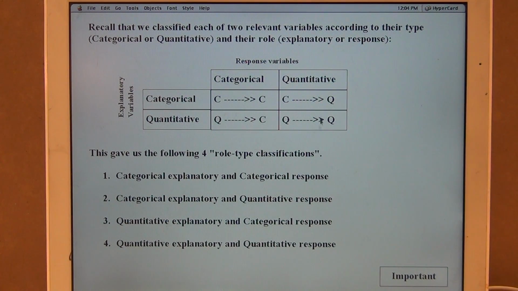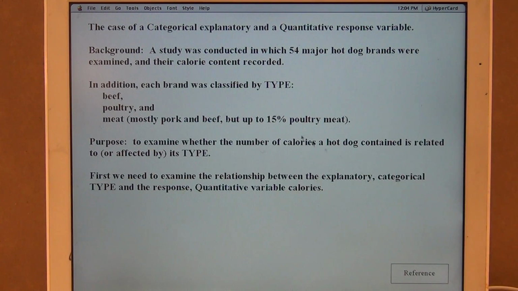And the reason this is important is that when we're looking at research articles that are comparing two variables, we want to classify them in terms of their role and type first, because that will then indicate what the appropriate statistical analysis should be. So we're going to look at the case of the categorical explanatory and quantitative response variable.